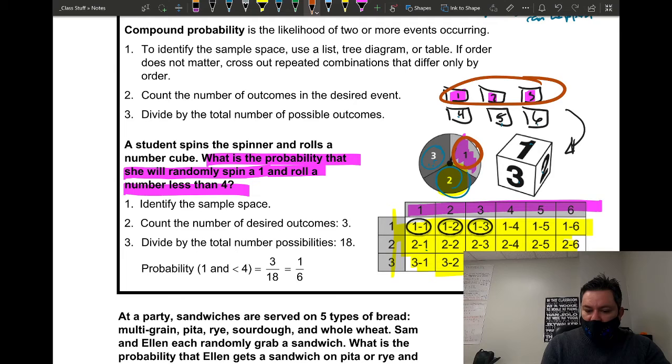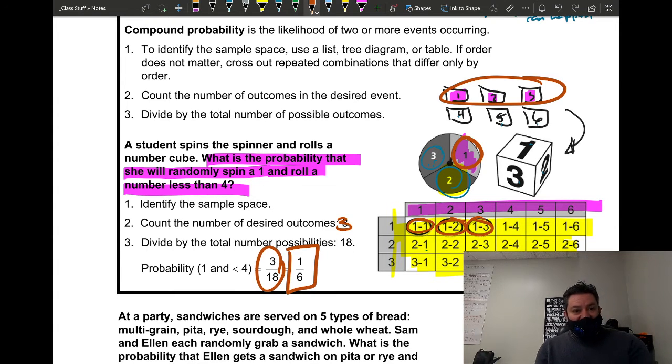1 1, 1 2 and 1 3. And those combinations are going to be right here. So that's the 3. And the 18 is all the possible scenarios. Now, for the probability of getting a 1 and less than 4 is going to be 3 out of 18, 3 out of the 18 on the total boxes. But when you simplify that, the final answer is 1/6. So basically, you just divide by 3.